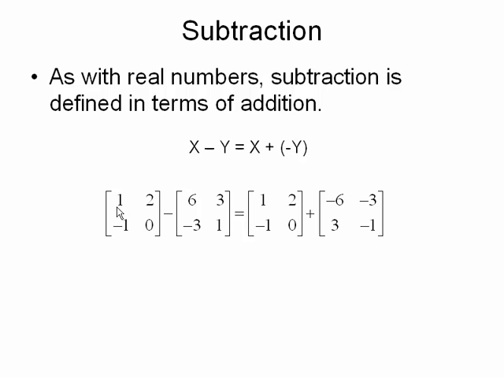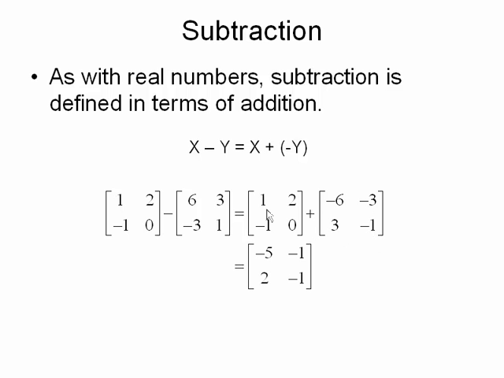So if I have written down here the 2 by 2 matrix that has 1 and 2 in the first row, -1 and 0 in the second row, and I want to subtract off the 2 by 2 matrix that has 6 and 3 in the first row, -3 and 1 in the second row, what I really need to do is, instead of subtracting that second matrix, I add the opposite. So adding the opposite means I'm going to add the 2 by 2 matrix that has -6, -3 in the first row, and 3 and -1 in the second row.